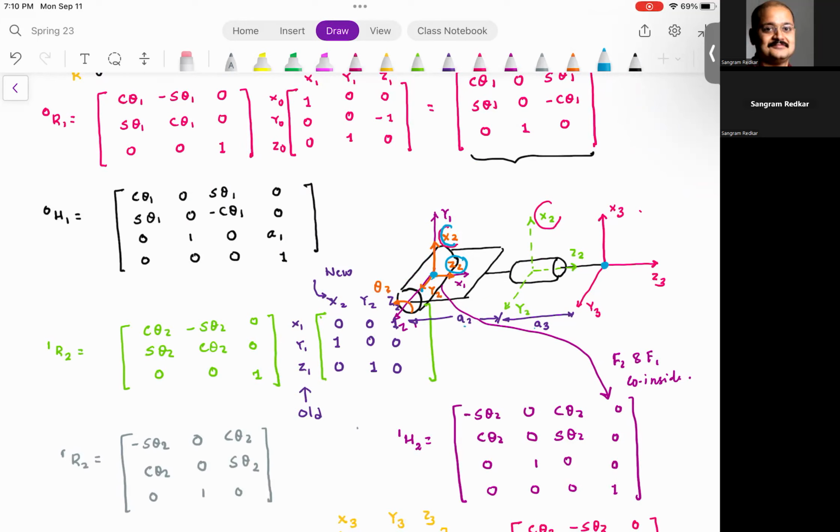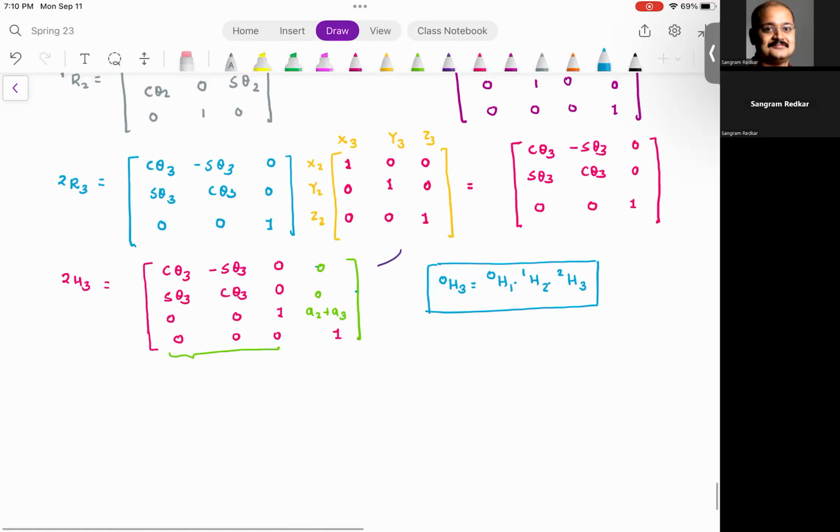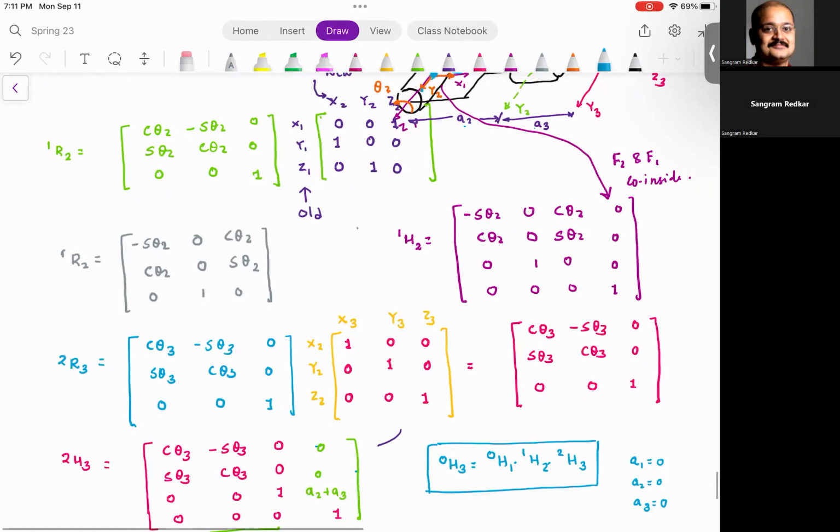How does the spherical joint look like? It's like a sphere which has three movement patterns. So just to answer this question, when we are looking at the spherical joint, you would say a1 is equal to 0, a2 is equal to 0, and a3 is equal to 0. And now it becomes the spherical joint, which means frame 3 is on frame 2, and frames 3 and 2 are on top of frame 1.